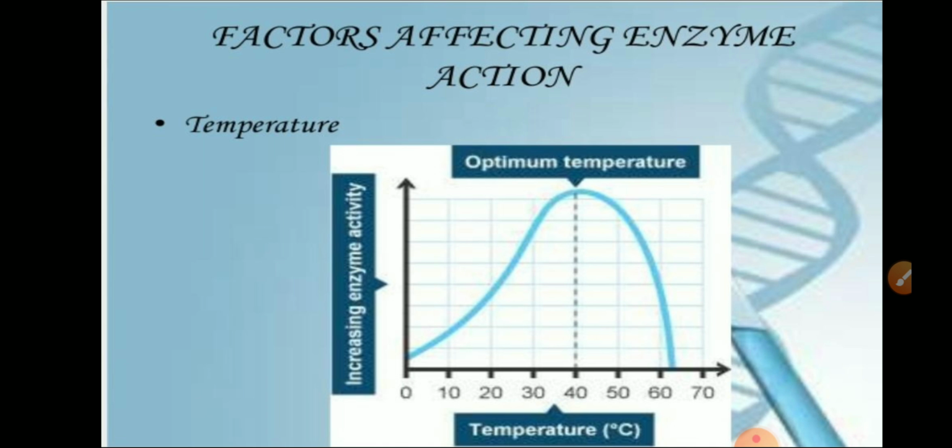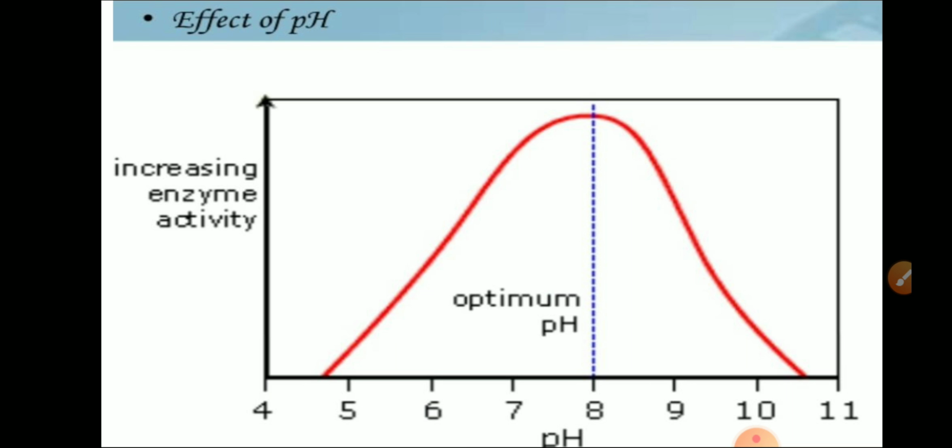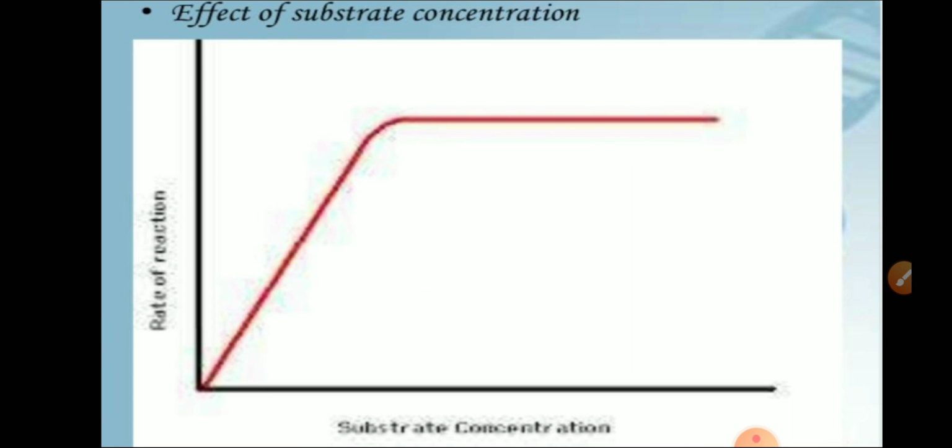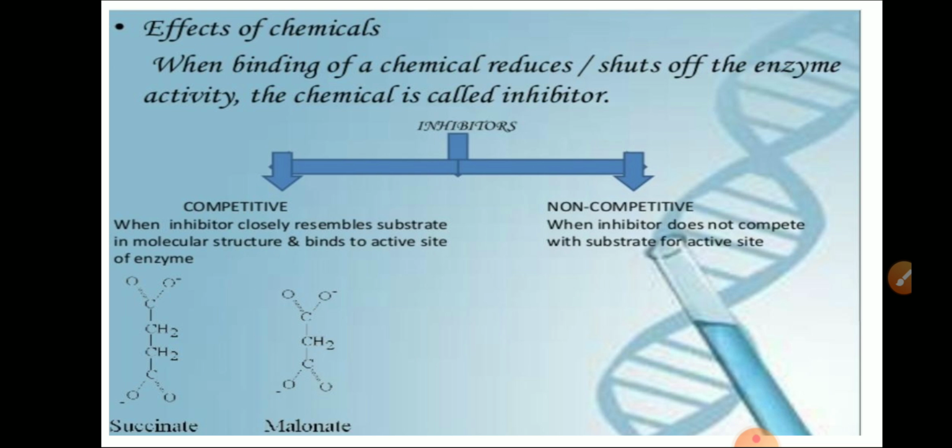Now we have certain factors which affect enzyme action. These are temperature. At a particular optimum temperature, the enzyme activity will be maximum. After this, it will decrease. Similarly, at an optimum pH, the enzyme activity will be maximum. With an increase in substrate concentration, the rate of reaction increases, and after that it will become stable.